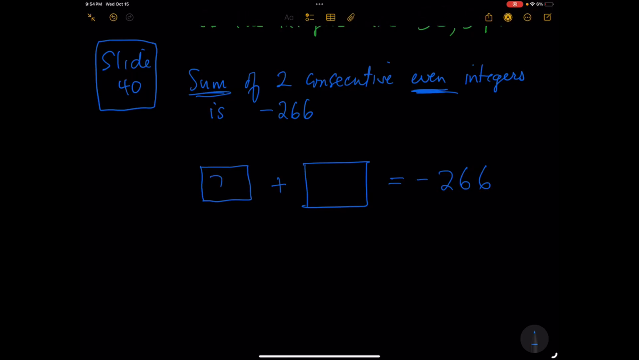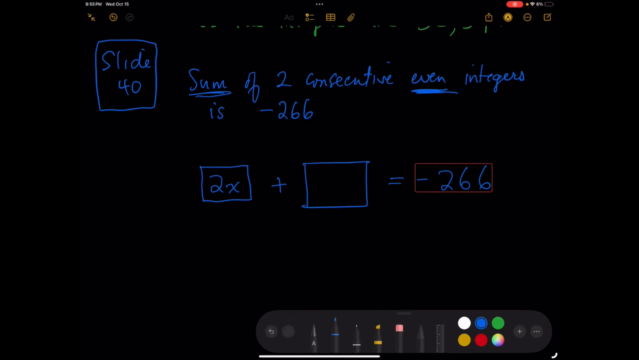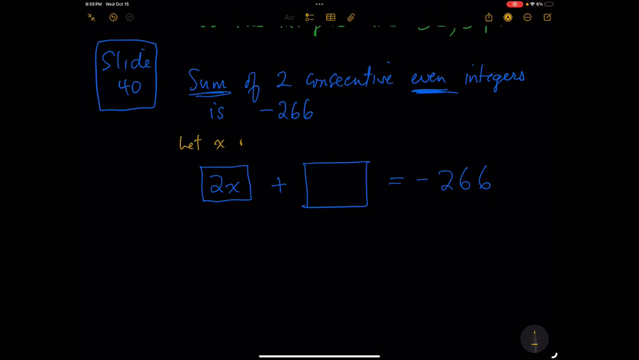So I'm going to call that number 2x. Okay, because that guarantees, if you think about any value of x and you multiply it by 2, you're going to end up with an even number. So here's a case where I'm going to just make a statement. Let x represent an integer. Okay, and then the first of the two consecutives is going to be 2x.